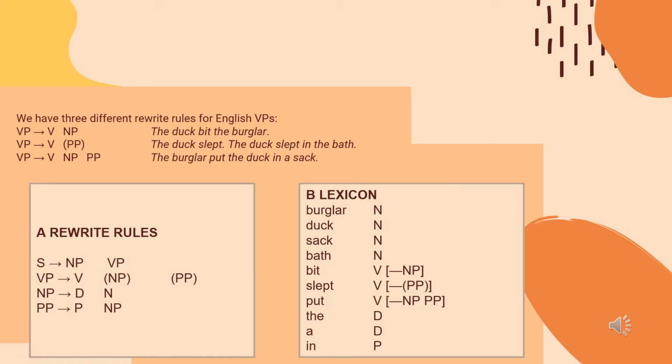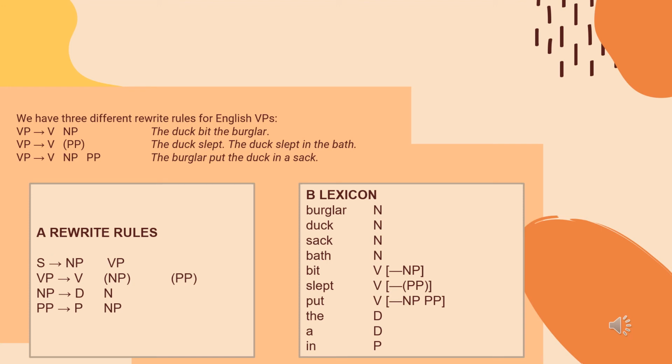So far then, we have three different rewrite rules for the English verb phrase. For the first one, the duck bit the burglar. The duck slept. The duck slept in the bath. And the burglar put the duck in a sack. It would be useful to combine these three separate rules.